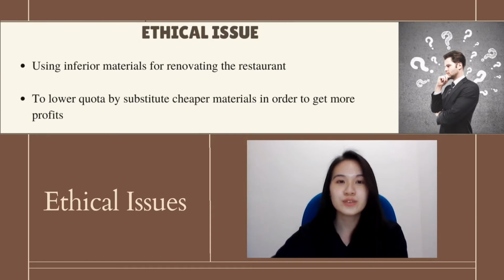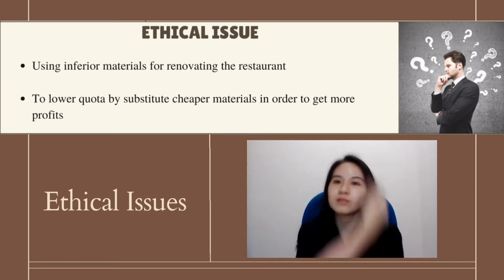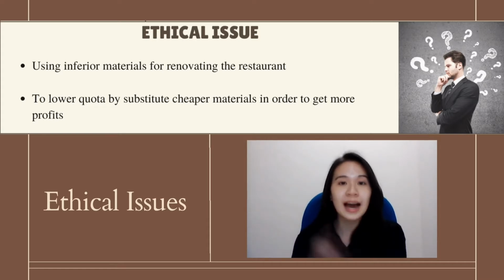The ethical issue for this movie is using inferior materials for renovating the restaurant. This is because the businessman, Johnny, wants to get more profit by persuading his partner, namely Tim, to lower the quota by replacing using the cheaper materials. How can we say that using inferior materials for renovating the restaurant is unethical? This is because Johnny wants to make a deal with Tim to charge a higher price by using cheaper materials.